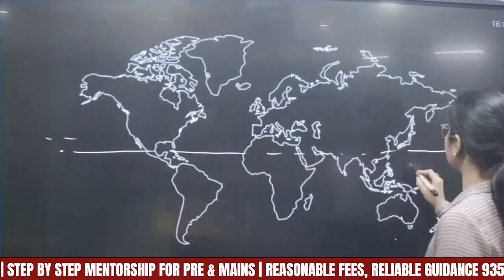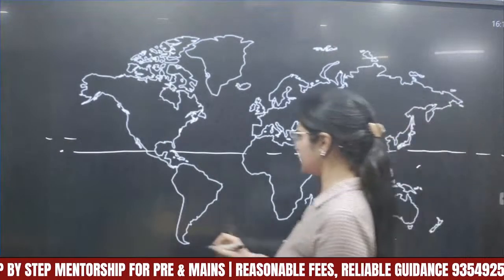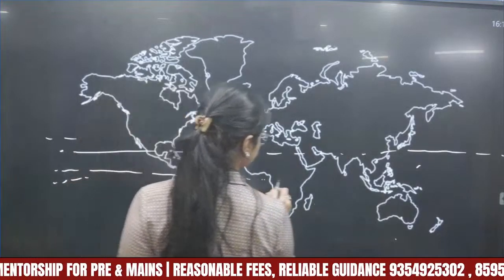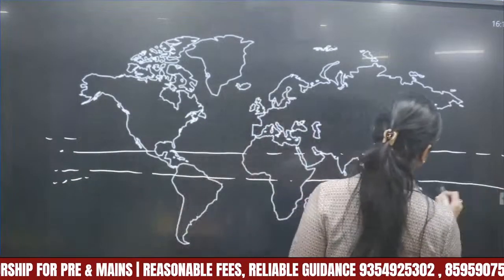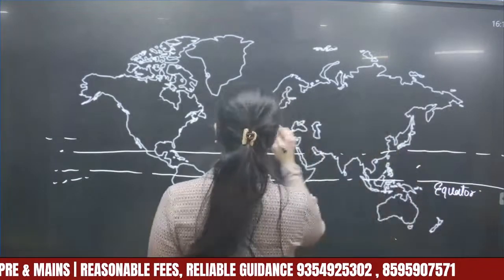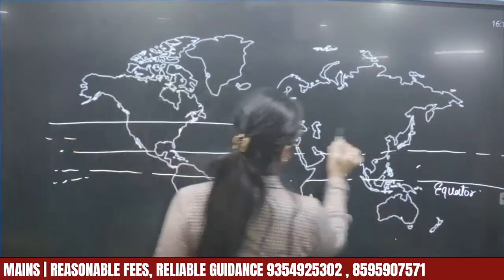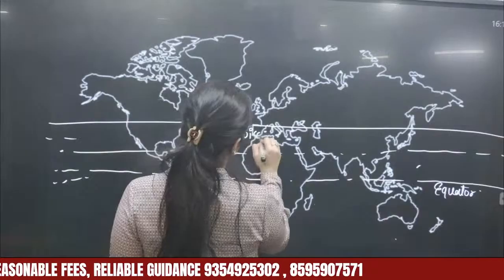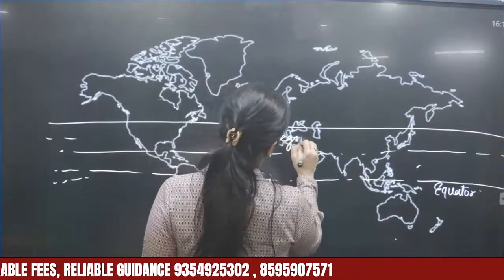Now this is your equator. It has to be a little downside. This is your equator, right? And this is your tropical regions. This is your tropical region.